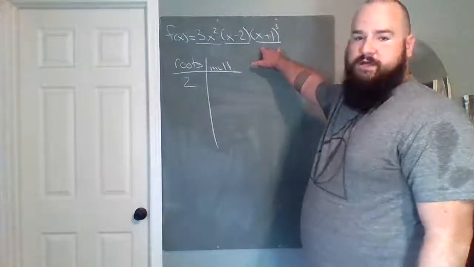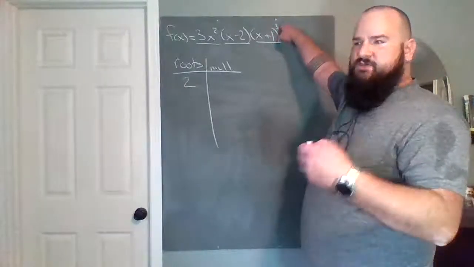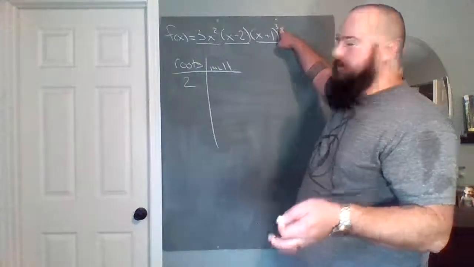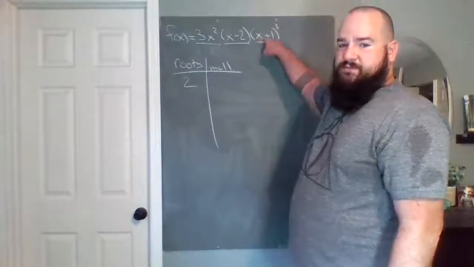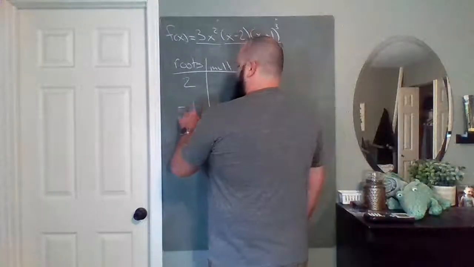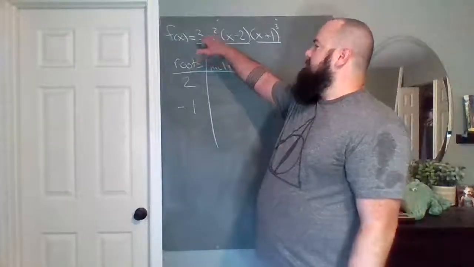For x plus 1 cubed to equal 0, well, the cube doesn't matter, because I can't cube a number and make it become 0 unless that number was already 0. So I really just have to ask myself, x plus 1, what makes that equal 0? And that's just negative 1. And lastly, we have 3x squared.